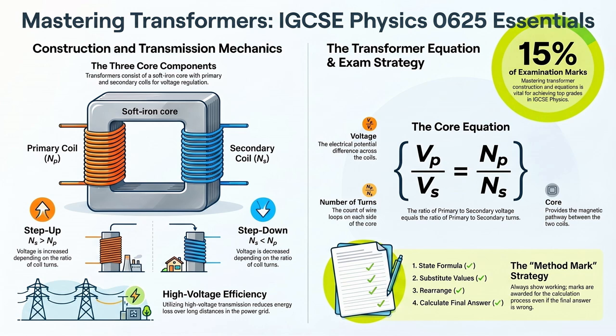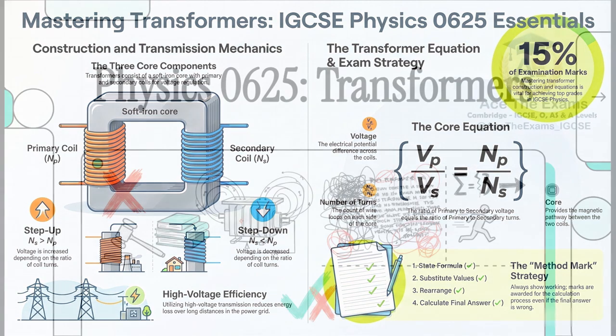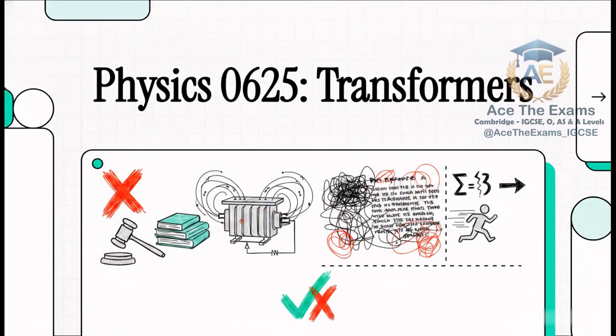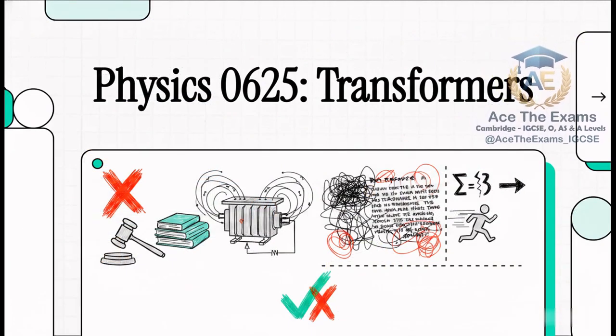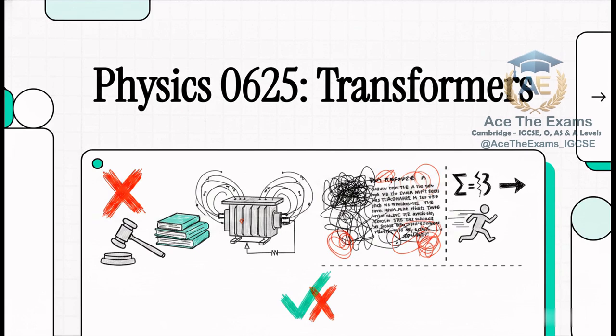Welcome to this explainer, where we build your case like a top-tier barrister to absolutely master the Cambridge physics syllabus. Specifically, we're locking in on syllabus code 0625 and the famously tricky topic of transformers.